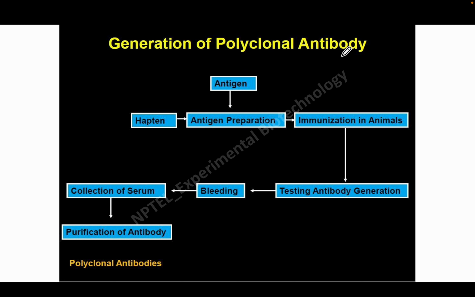Now, generation of polyclonal antibody. This is the antigen you are giving. You have a hapten antigen preparation, and you do immunization in animals. You prepare the antigen and inject it into animals, so immunization happens and the animal starts producing antibody. Then you test the antibody generation, you take the bleeding, collect the blood and the serum, and purification of antibody happens. This is polyclonal antibody purification.